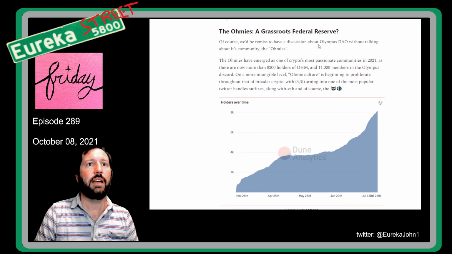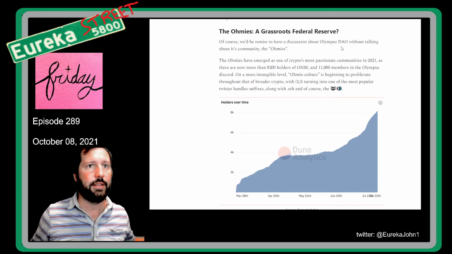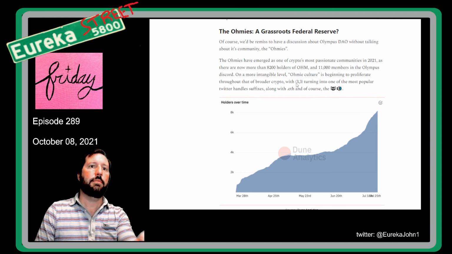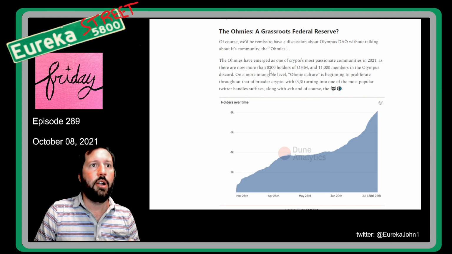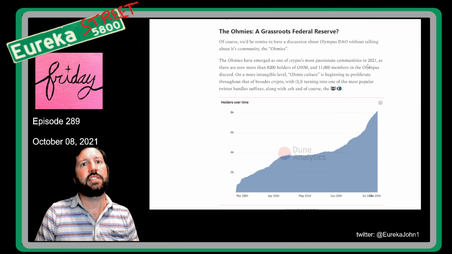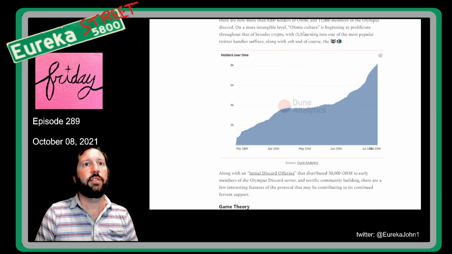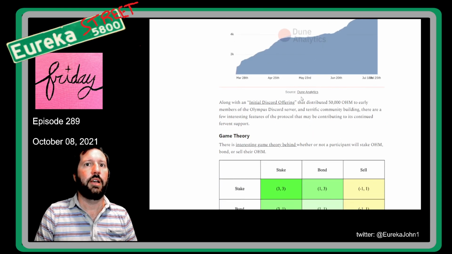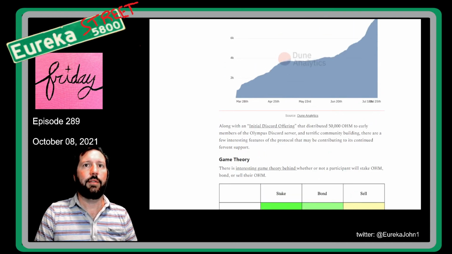Of course, we'd be remiss to have a discussion about Olympus DAO without talking about the OHMIs. And then here's where the meme (3,3) comes into play. The OHMIs have emerged as one of crypto's most passionate communities in 2021, as there are now more than 8,200 holders of OHM and 11,000 members in the Olympus Discord. On a more tangible level, OHMI culture is beginning to proliferate throughout the broader crypto, with (3,3) turning into one of the most popular Twitter handles and suffixes, along with .eth, of course, and the ultrasound money meme. Okay, so look at that, the holders over time, and that was just in July.